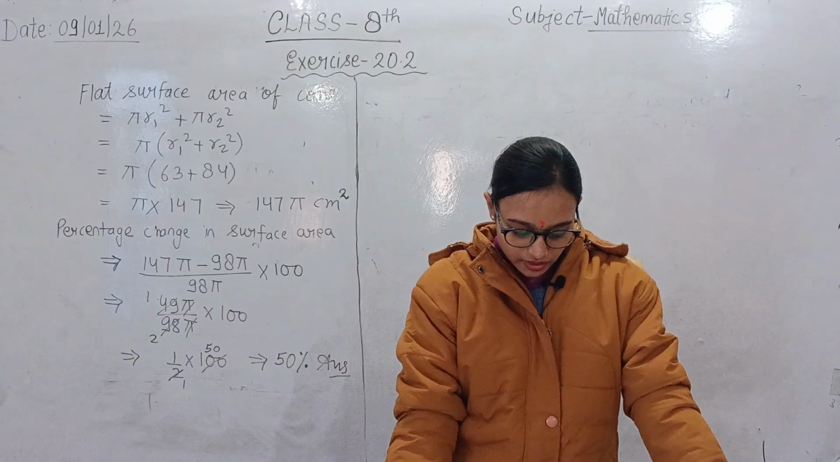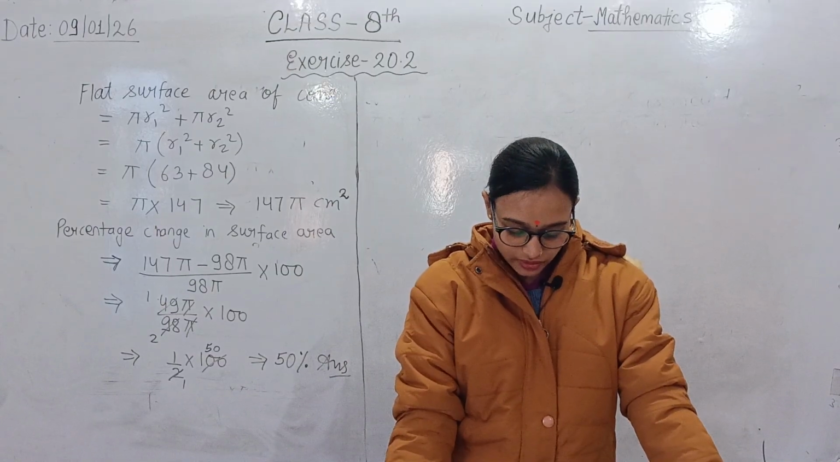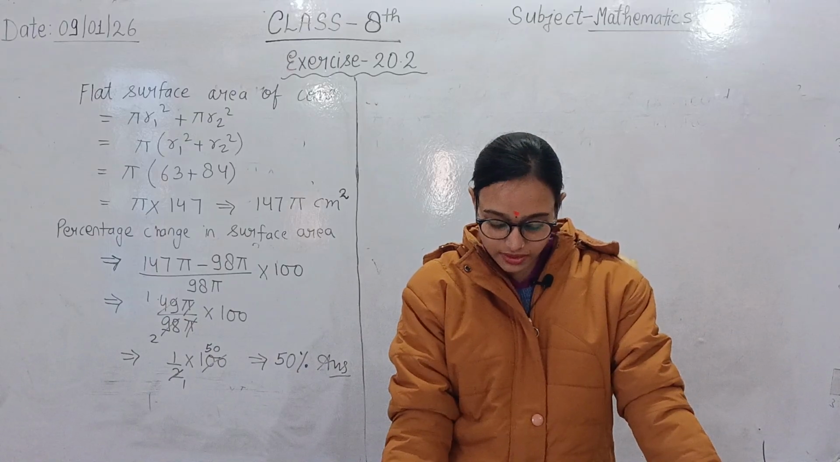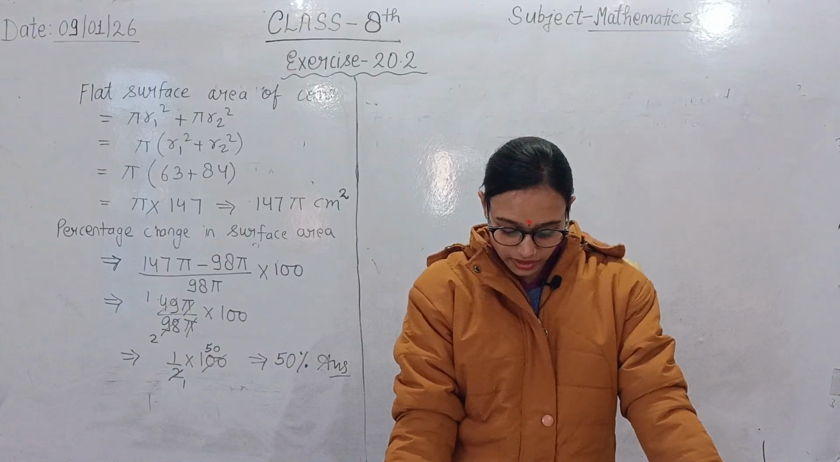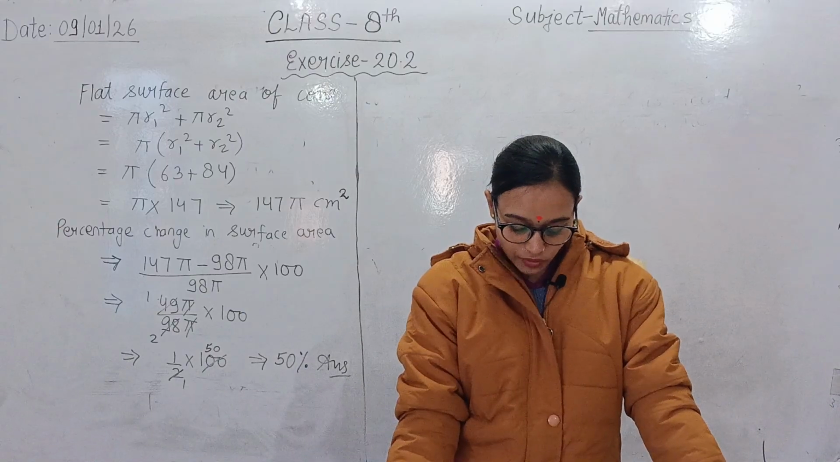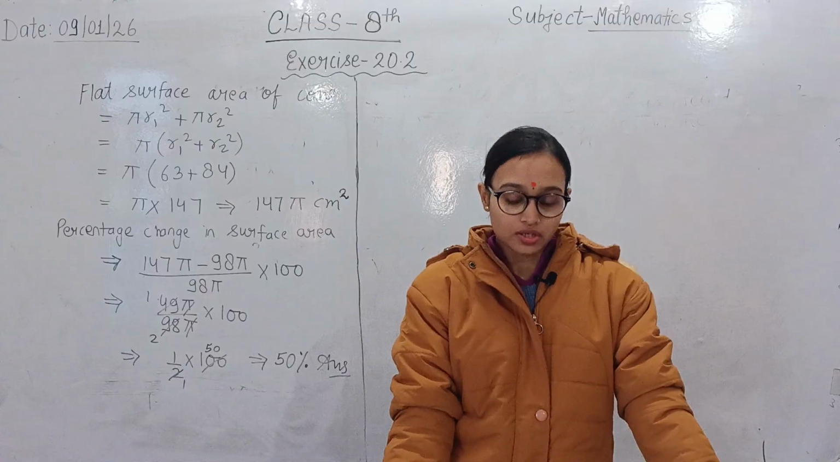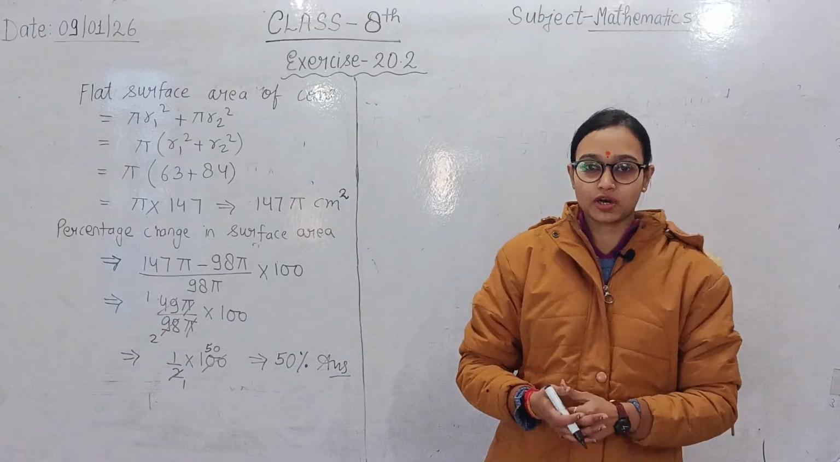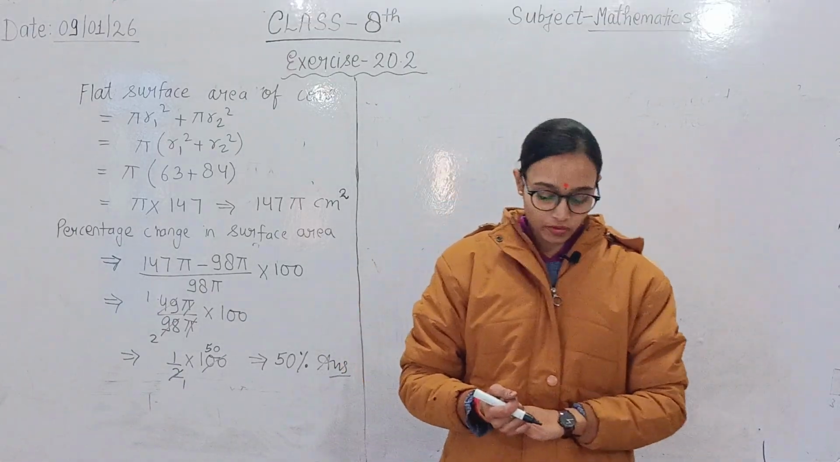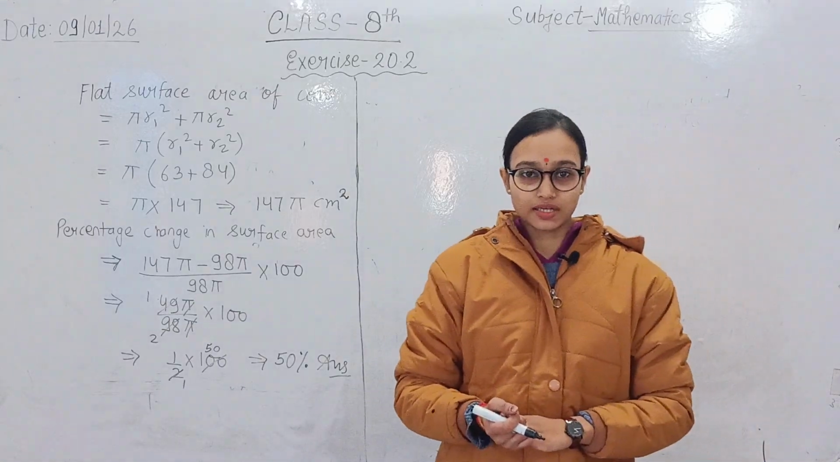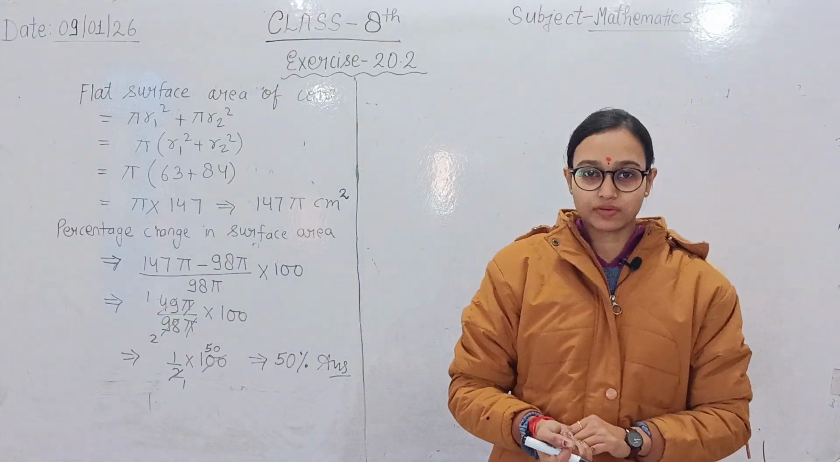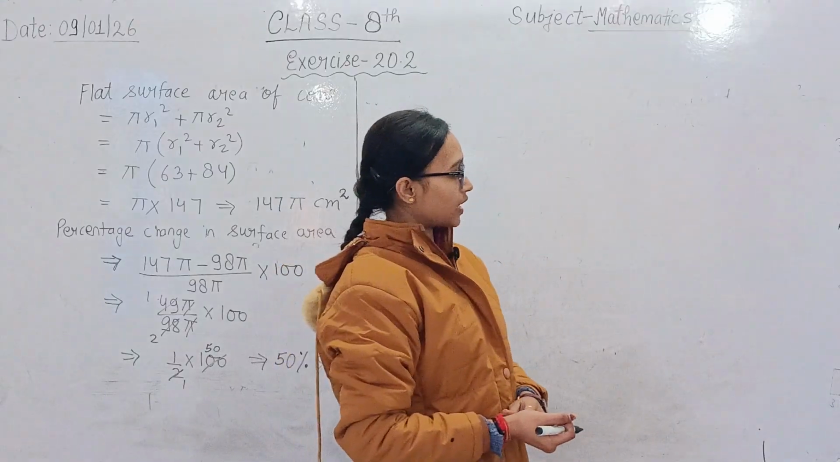Now question number 9. If volume of cylinder is 900 square centimeter with height of 20 centimeter, then what is its diameter? We have to calculate diameter, and we are given that volume of cylinder 900 centimeter square and height 20 centimeter. So we will directly use the formula of volume of cylinder. With the help of volume, we will calculate the radius, and after getting radius, we will multiply it with 2, then we will get diameter.